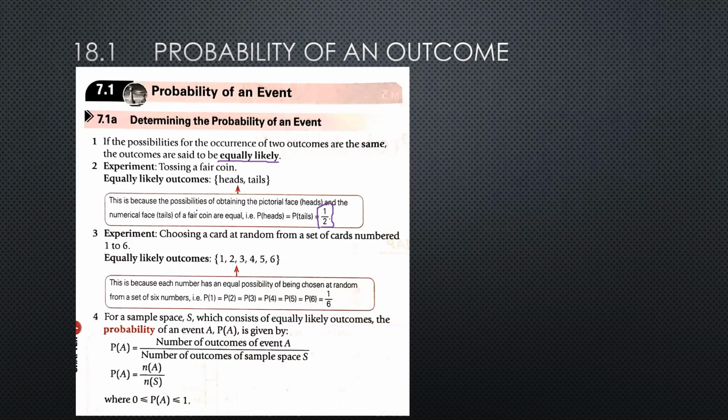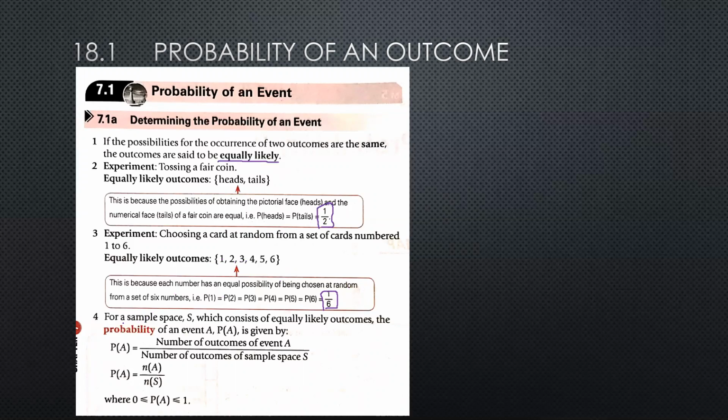How about choosing a random card from a set of cards numbered from 1 to 6? You have 1 until 6. Every number has equal possibility. If you choose 1 or 2 or 3 or 6, all of their probability will be 1/6. So this is also an equally likely occurrence.